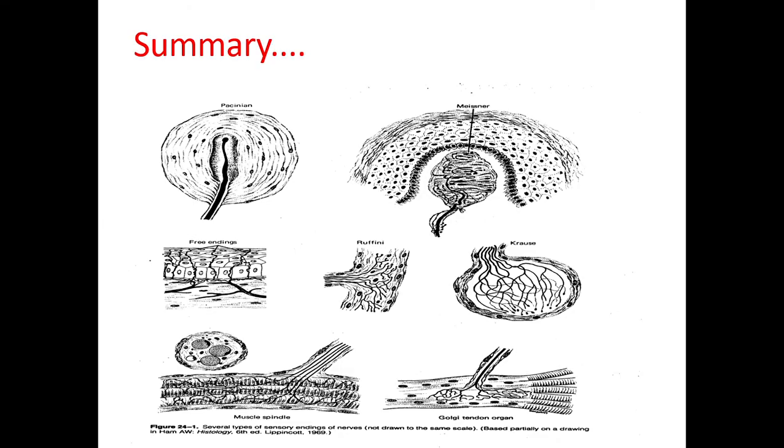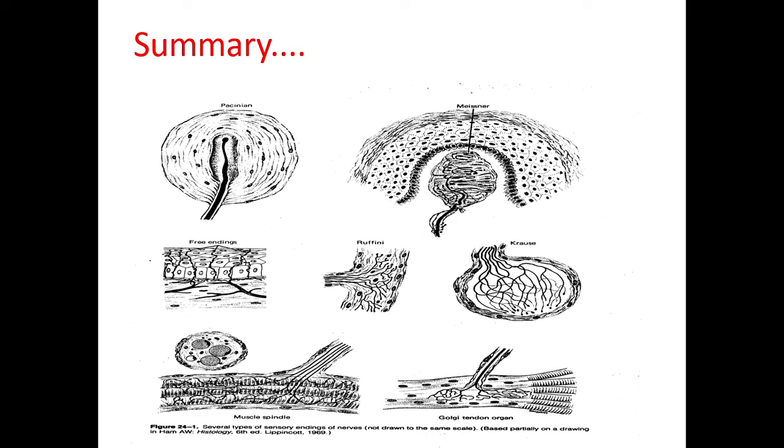So we have here a summary of the different illustrations of the terminal endings, both in the epithelium and in the connective tissue. On the upper left side, we have the Pacinian corpuscle for warmth. On the right side, we have the Meissner's corpuscle for touch in the dermis. Then in both epidermis and connective tissue, in the middle illustrations, we have the free nerve endings. In the dermis, we have the Ruffini's end organ for warmth or for hot temperature. Then Krause end bulb for cold.